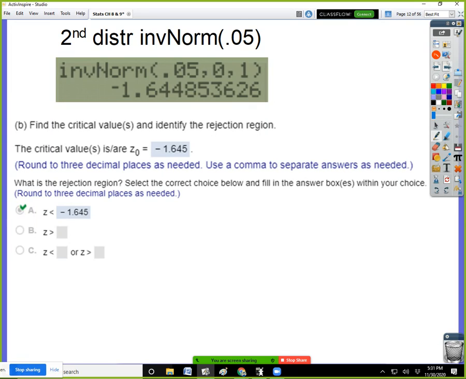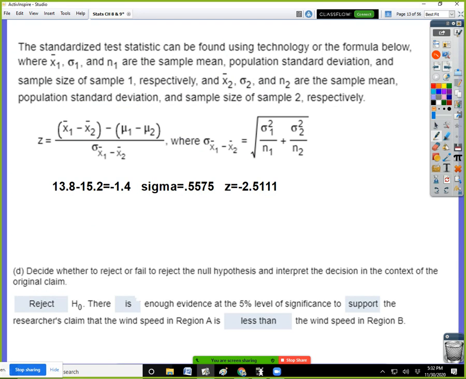Right? So 0.05 gives me that minus 1.645, which you'll notice has to round to 1.645, because they want it to 3 decimal places, okay? So my rejection region, because I'm less than, is everything less than negative 1.645, instead of being greater than, because it's a left tail test. All right. Next, the standardized test statistic can be found using technology or the formula below.